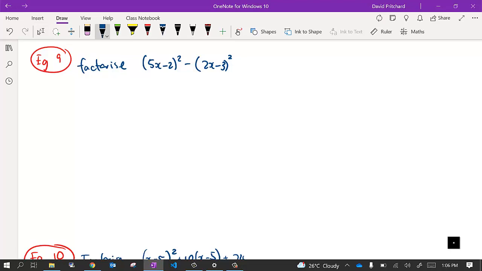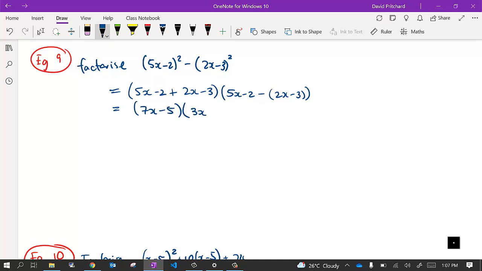So this next example, we've got a square take a square again. So that means in our brackets, our first one will be the sum of these two. So 5x take 2 plus 2x take 3. And we'll be multiplying then by the difference of those. So we've got 5x take 2 subtract 2x take 3. Make sure you're subtracting that whole bracket. So that gives us 7x take 5. And this gives us 3x and take 2 plus 3. So that gives us plus 1. Okay, so now that's fully factorized.